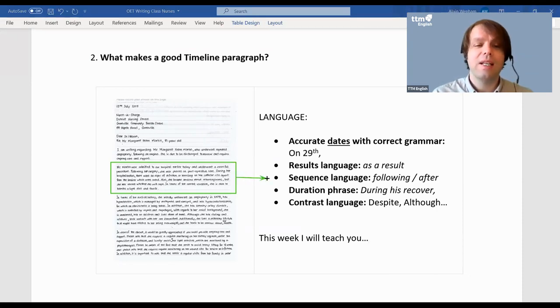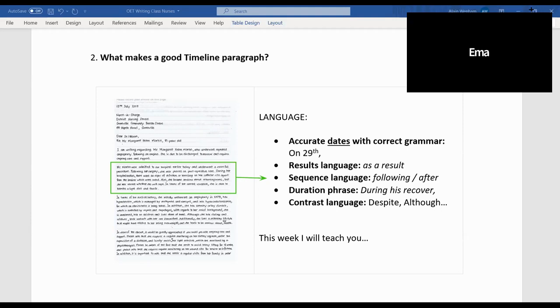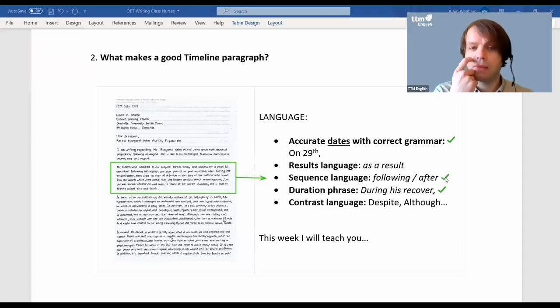All right. Now, I can't teach you all this today, of course. I'm just going to teach you three things today. What am I teaching today? Who remembers? Dates. I'm going to do dates. Duration. What else am I teaching today? Duration, and I'm teaching sequences. Tomorrow, I'm going to teach results. And then on Wednesday, what am I going to teach?